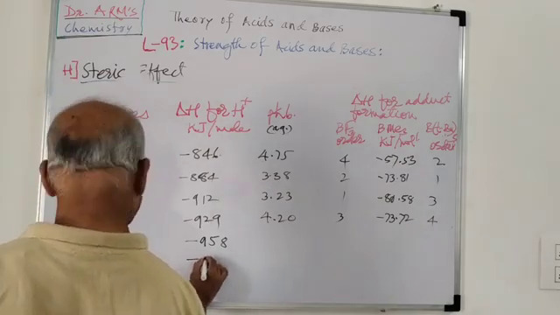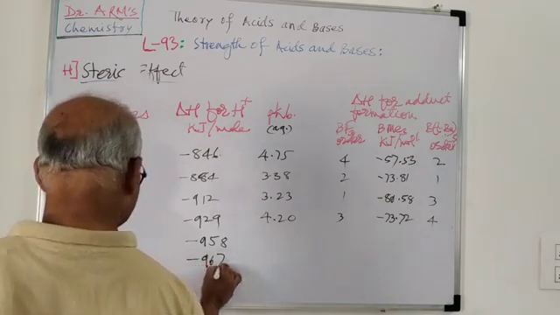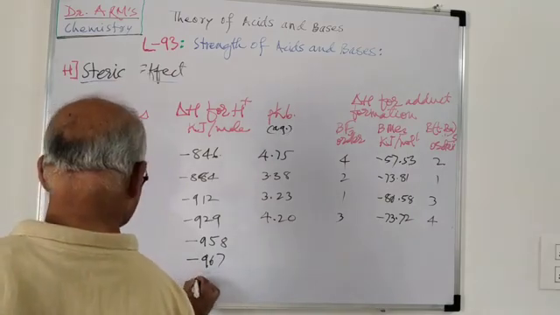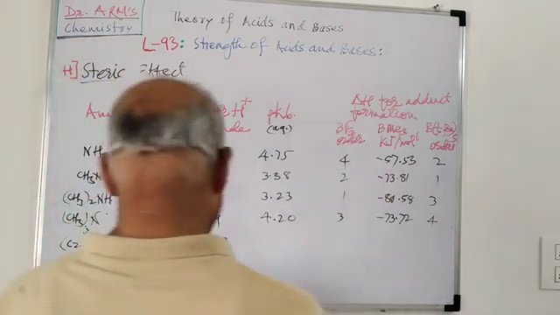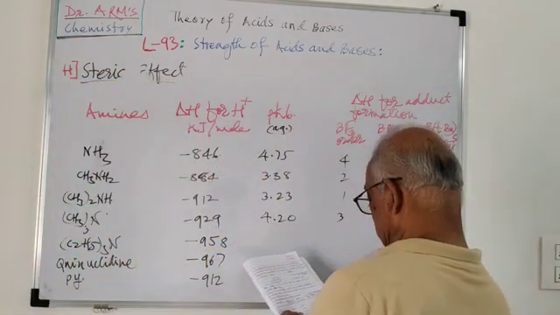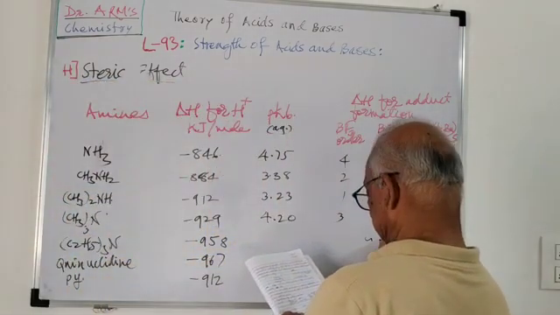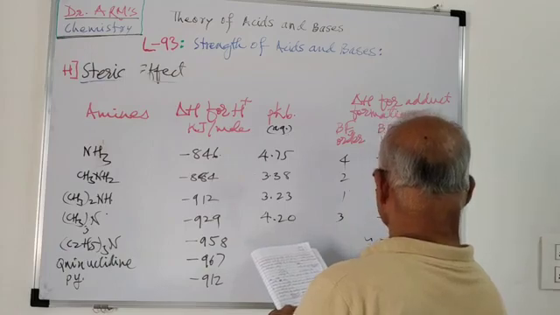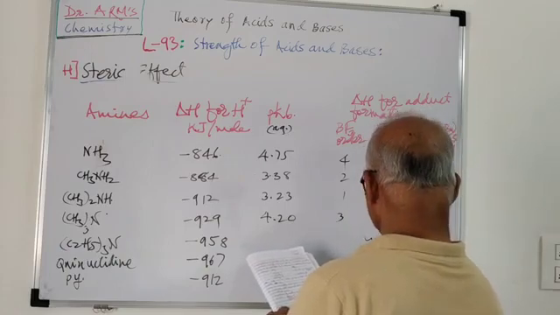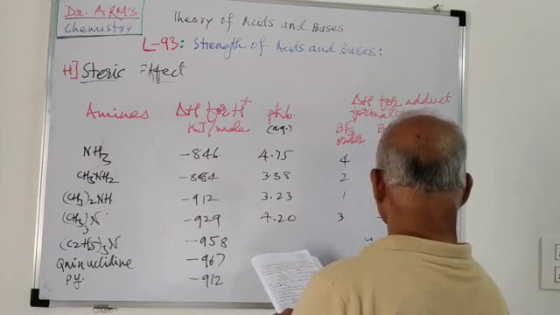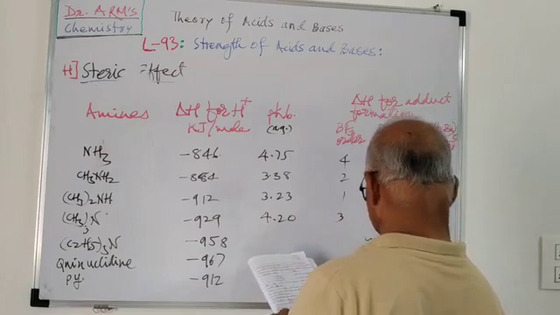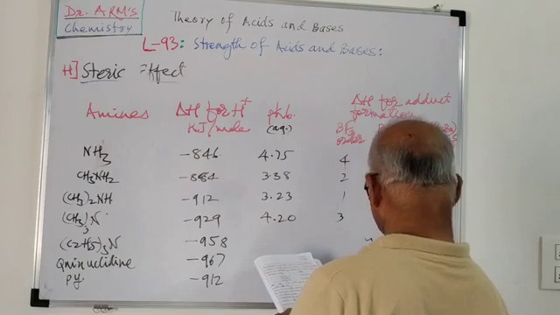Here it is, 967. Pyridine has minus 912. Here the values are about minus 42, minus 84, minus 84, and minus 74.9.